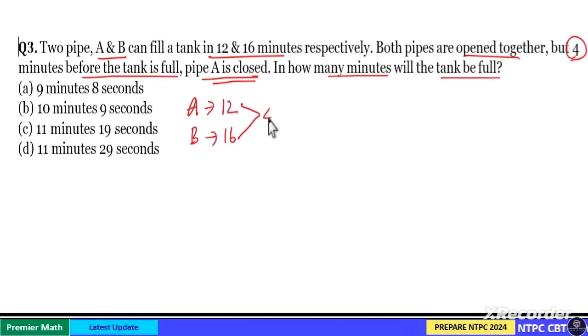Take the LCM. LCM is 48. 12 goes 4 times in 48. 16 goes 3 times in 48. So total capacity of tank is 48 unit and A can fill 4 unit in 1 minute and B can fill 3 unit in 1 minute.